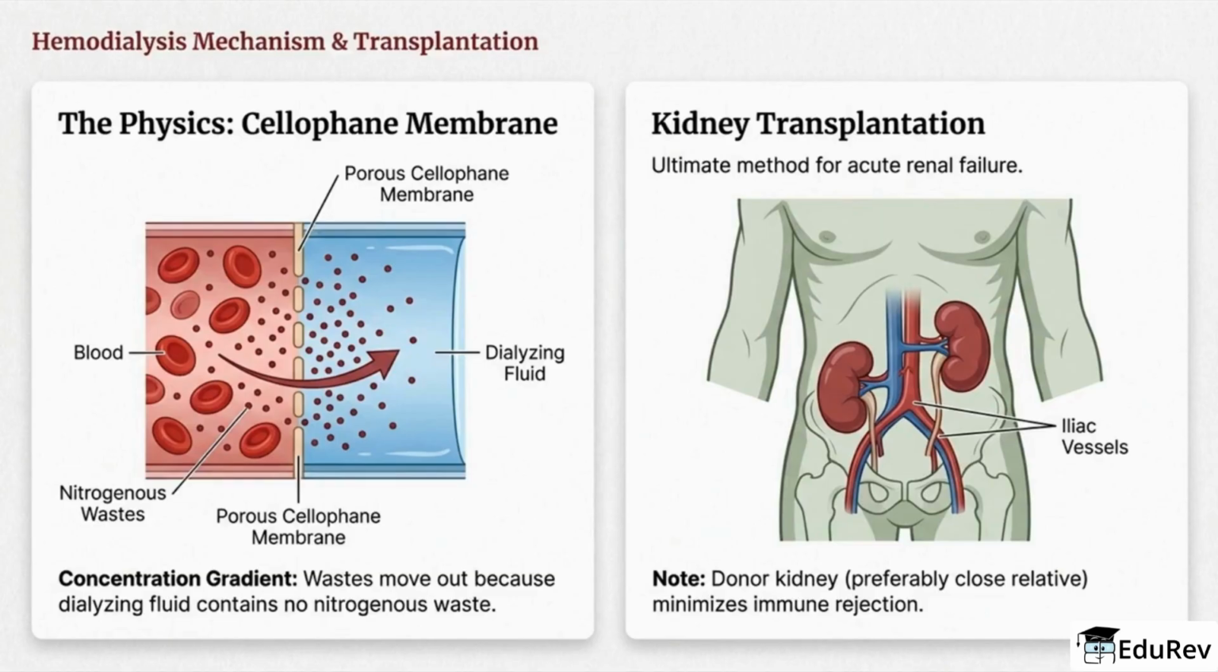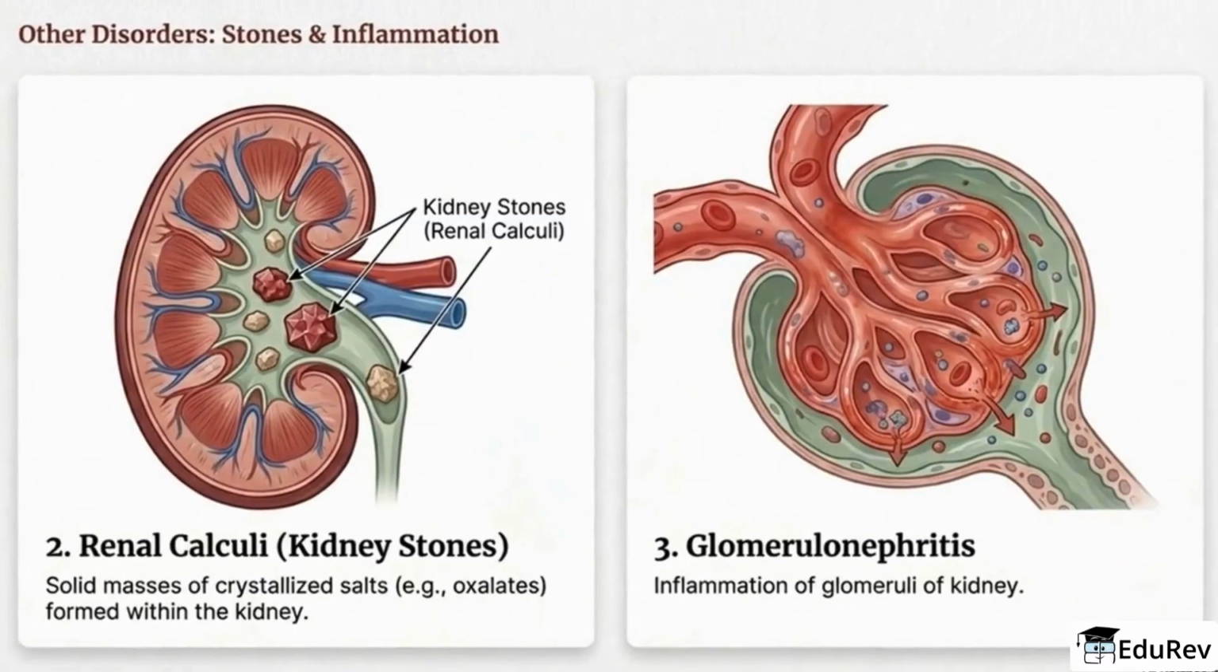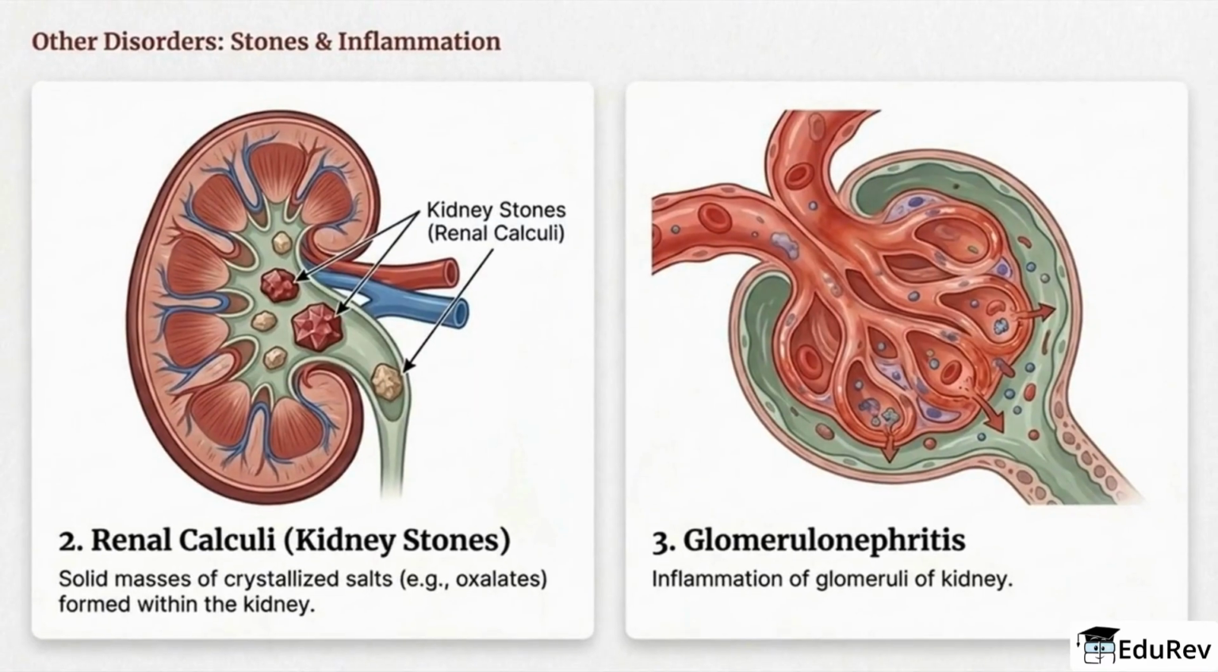risk of immune rejection. Other common renal disorders include kidney stones or renal calculi, hard masses of crystallized salts such as oxalates that can obstruct flow and cause severe pain, and glomerulonephritis, which is inflammation of the glomeruli that impairs the kidney's filtering ability and can lead to progressive loss of function.